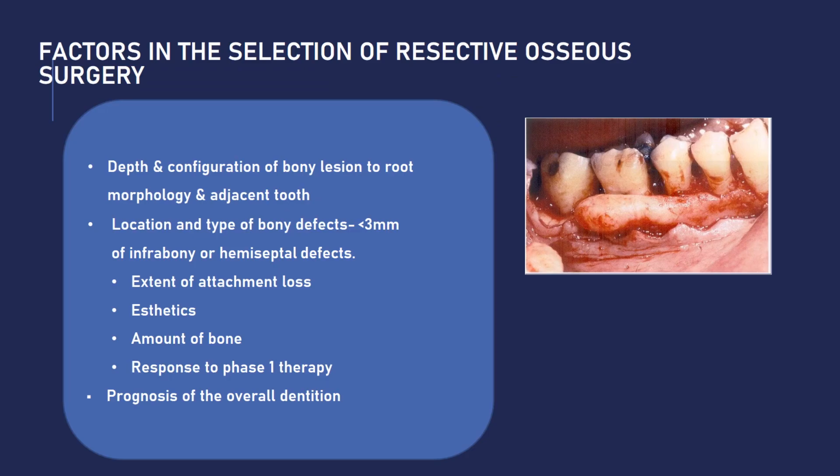Factors in the selection of resective osseous surgery: depth and configuration of the bony lesion in relation to root morphology and adjacent teeth, location and type of bony defects. It should be less than 3 mm of intrabony or hemiseptal defects. There is also the extent of attachment loss, aesthetics, amount of bone, response to phase 1 therapy, and prognosis of the overall condition. So these are all the factors that should be kept in mind before selecting resective osseous surgery.